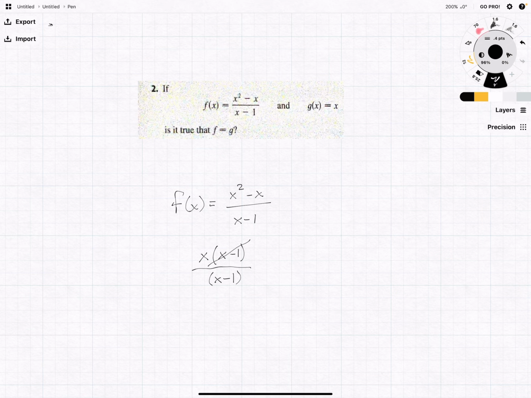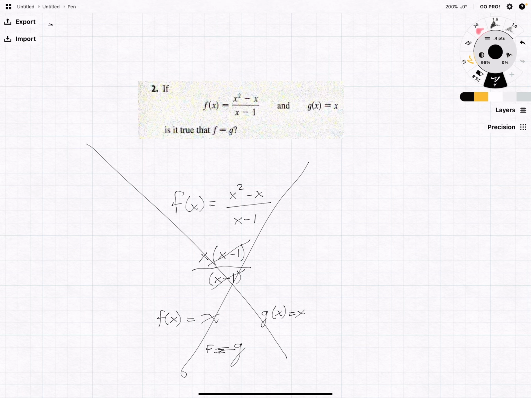And why can't we just cancel these out? And that leaves us with x and say, aha, there we go. f of x equals x and g of x also equals x. So therefore, we're done, and f is equivalent to g. So the big question is, why are we not allowed to just say that?